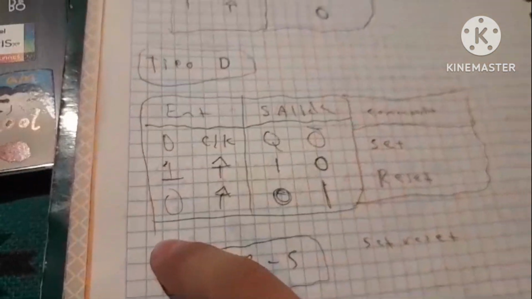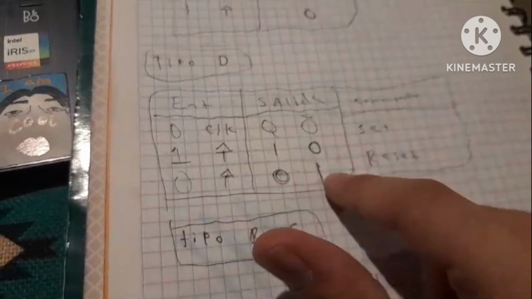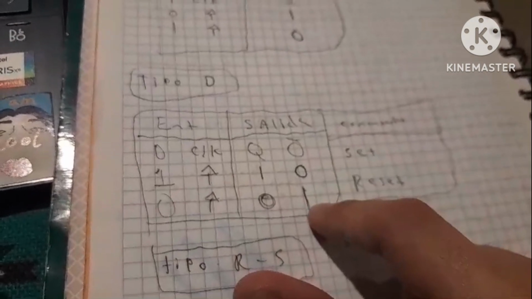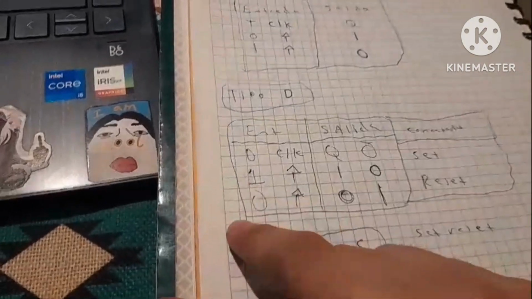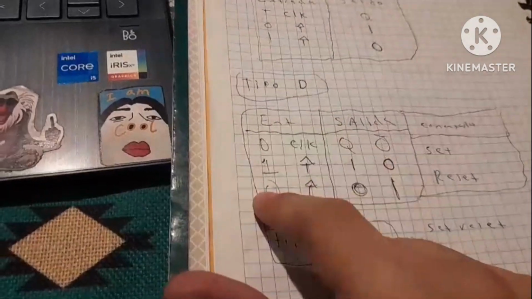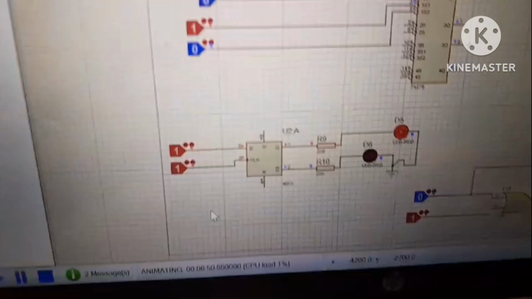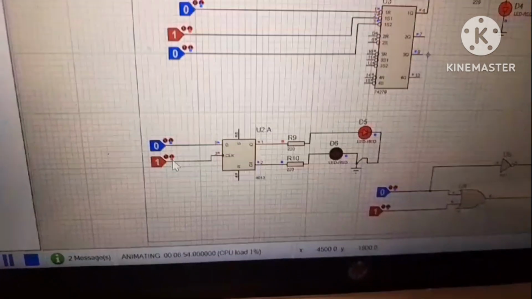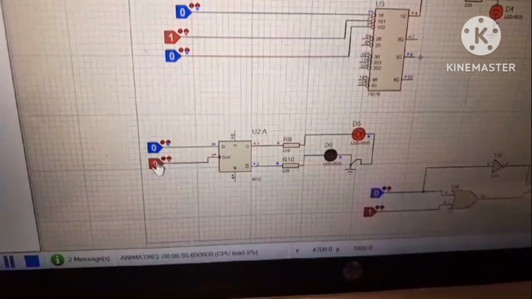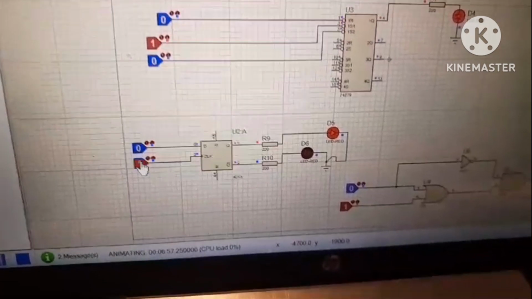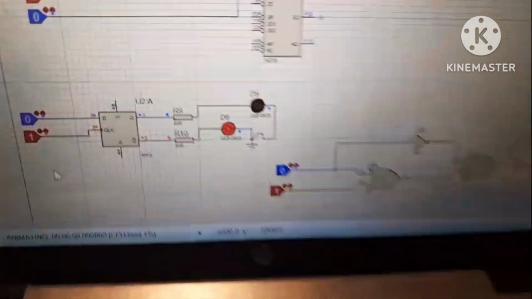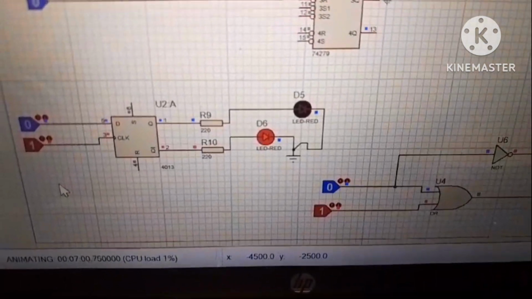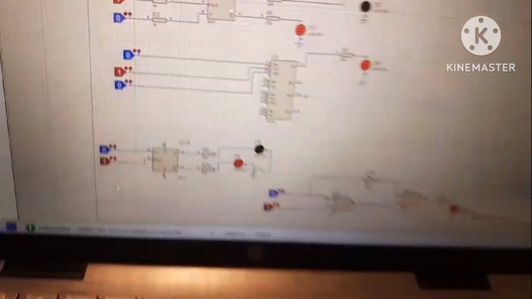In this case, now we are going to only activate the Q negate. The only thing that we need to change is the D. The D is going to be off, and the clock is going to be open. And now we have the other LED.